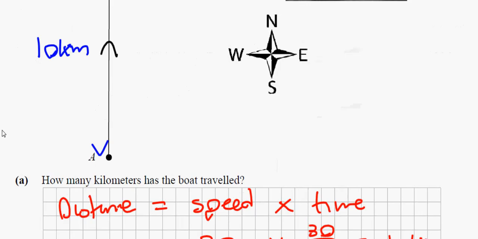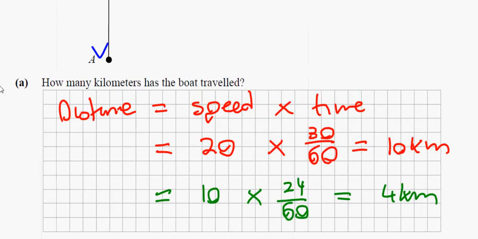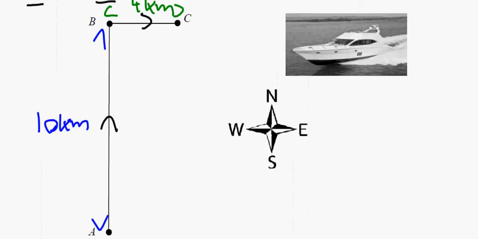Now, on the diagram, draw a segment that shows the shortest distance from C back to A. If you want to go from C back to A, you need to go from C all the way back down to A, and that's your shortest distance. Now guys, because this is a right angle triangle, as it goes directly north and directly east, these are at 90 degrees to each other.